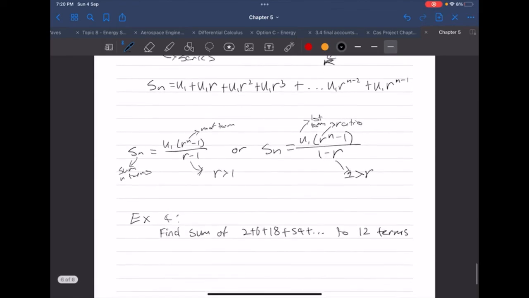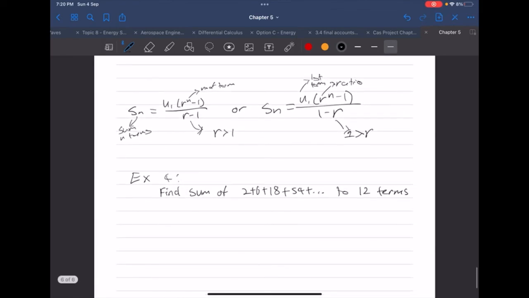So now we'll use this example and the two formulas and answer example 4. We have to find the sum of 2 plus 6 plus 18 plus 54 all the way to the 12th term. So first let's write down what we know. The first term equals 2. The ratio is 6 over 2, which is 3. And just to double check, we'll do it for the second and third term. So it'll be 18 over 6, which is 3, and 54 over 18, which is also 3.